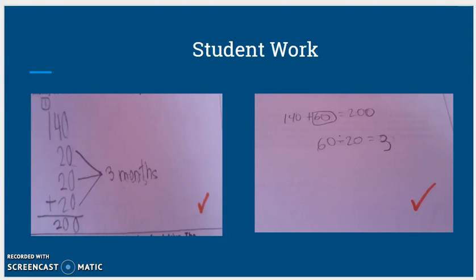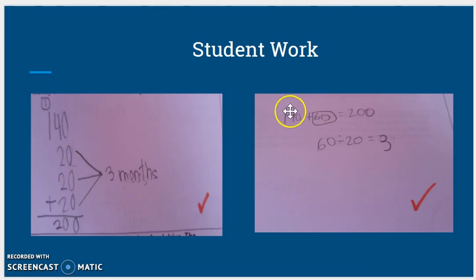So what the students did is, the first student, she started with 140, and then she added 20 until she reached 200, and then for each 20 she counted the months. So that was 3 20s, so that would be 3 months.